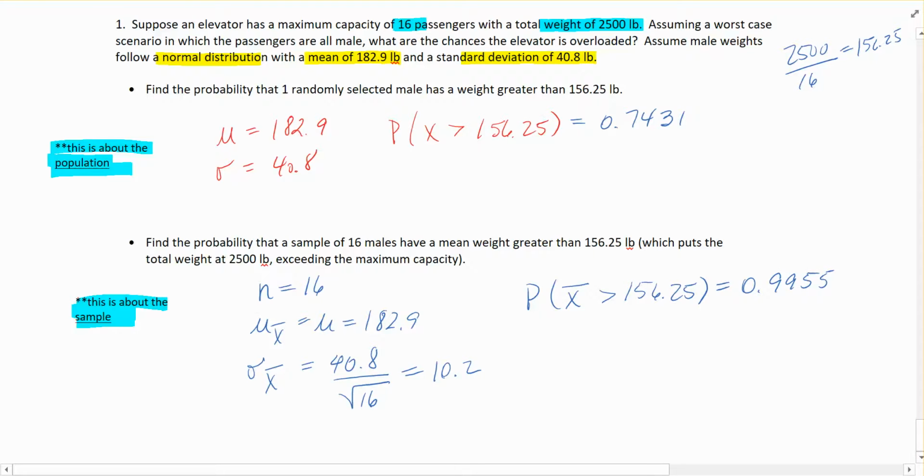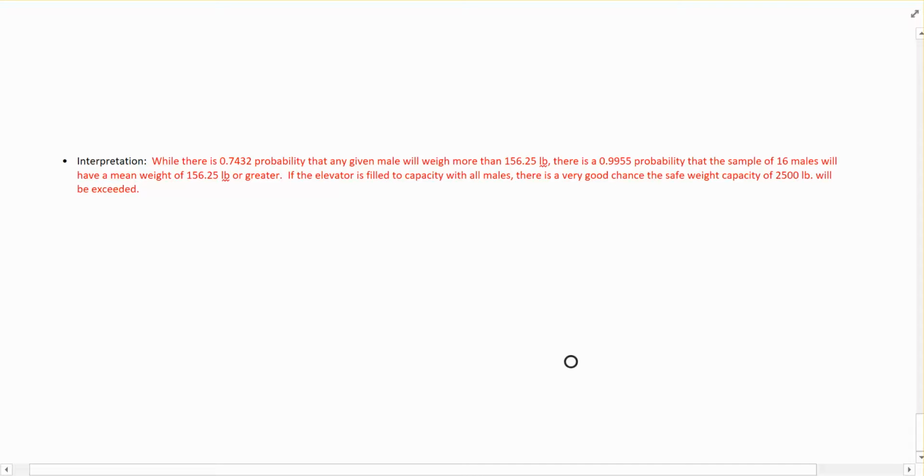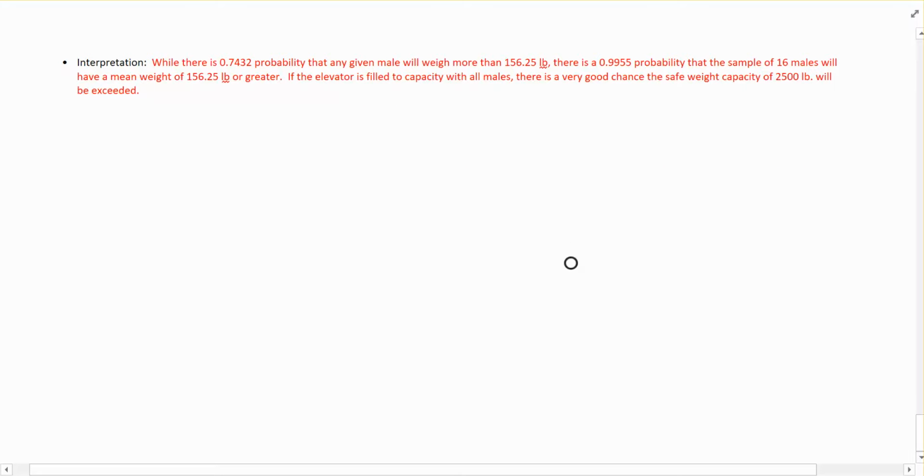So our interpretation here says that while there is only a 74% probability that any given male will weigh more than 156.25 pounds, there is a 0.99, or 99%, probability that the sample of 16 males will have a mean weight of 156.25 pounds or greater. If the elevator is filled to capacity with all males, there is a very good chance that the safe weight capacity of 2,500 pounds will be exceeded.